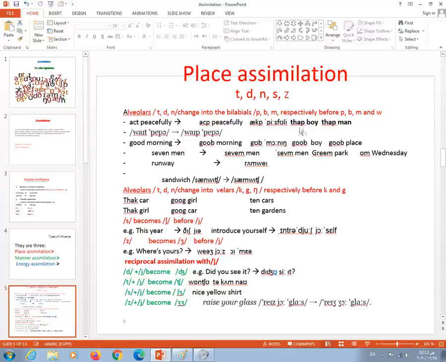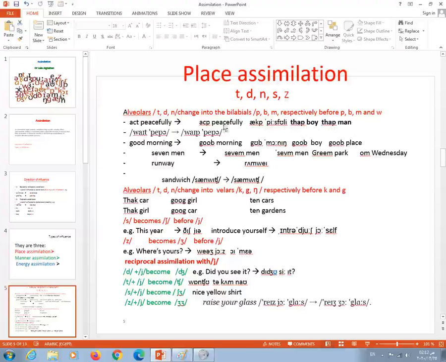That boy, you pronounce it like ت followed by ب. Let's look at the rule. T followed by ب, how can we pronounce it? We're going to pronounce it as p. So say that boy, that boy. Okay, and look at that man, that man. We're going to pronounce it like that.